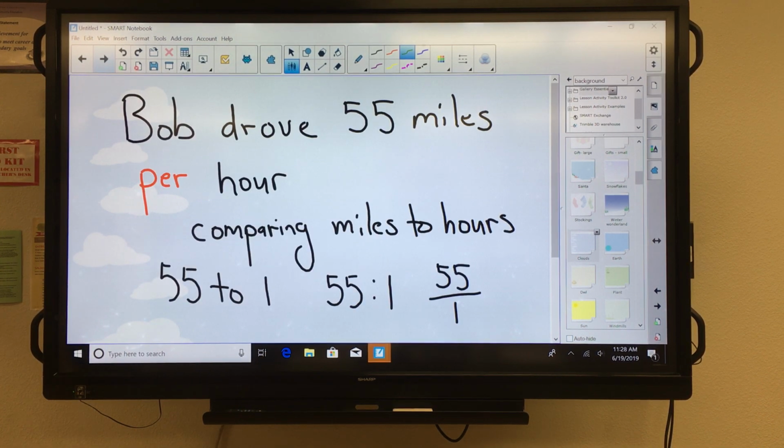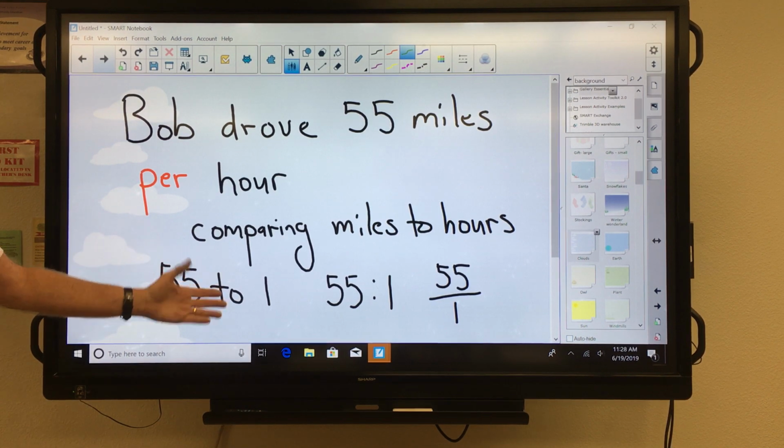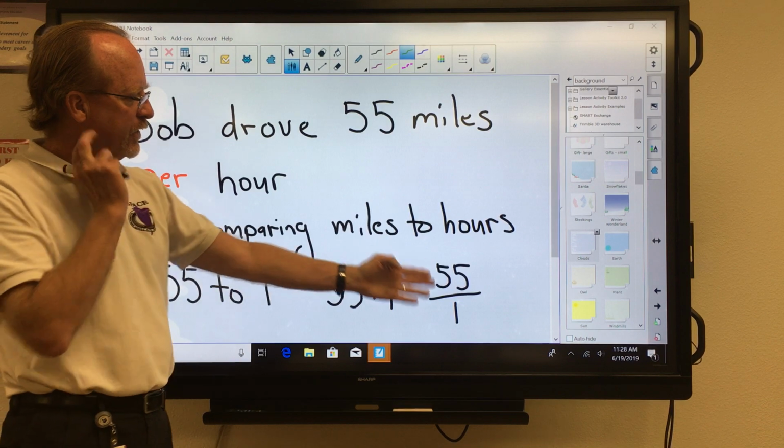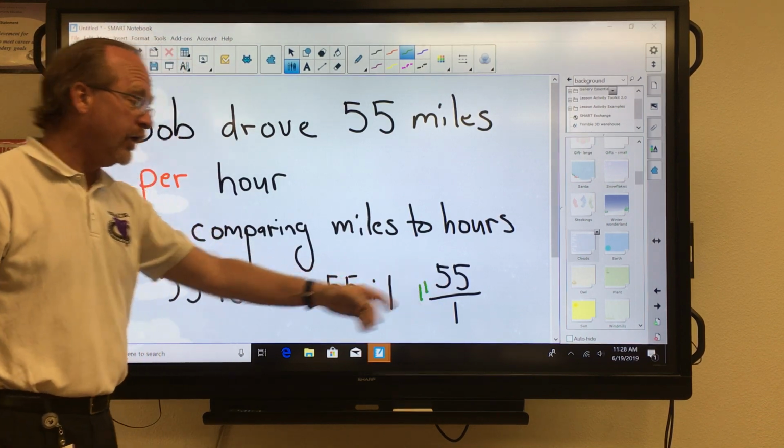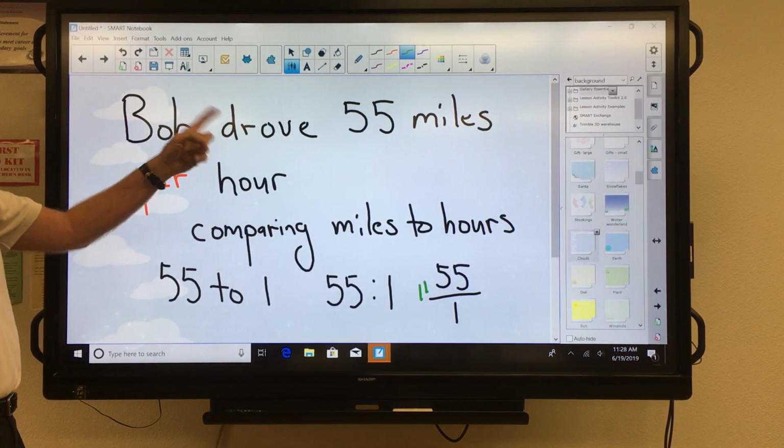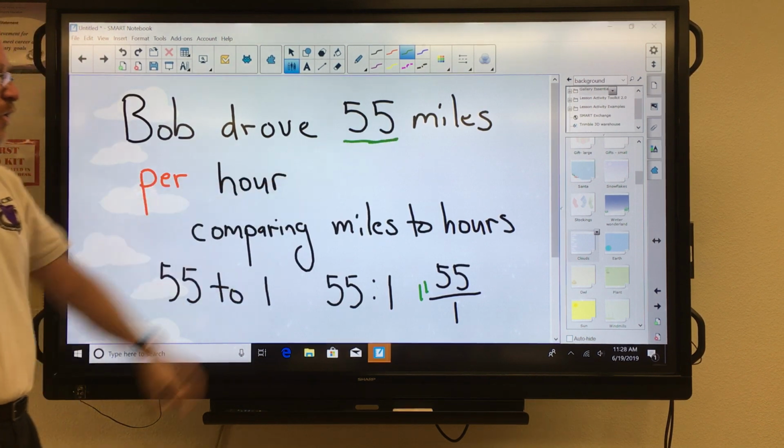Bob drove 55 miles per hour. We're comparing miles to hours. 55 to 1, 55 colon 1, or 55 over 1. And it becomes an improper fraction because the 55 is going first.